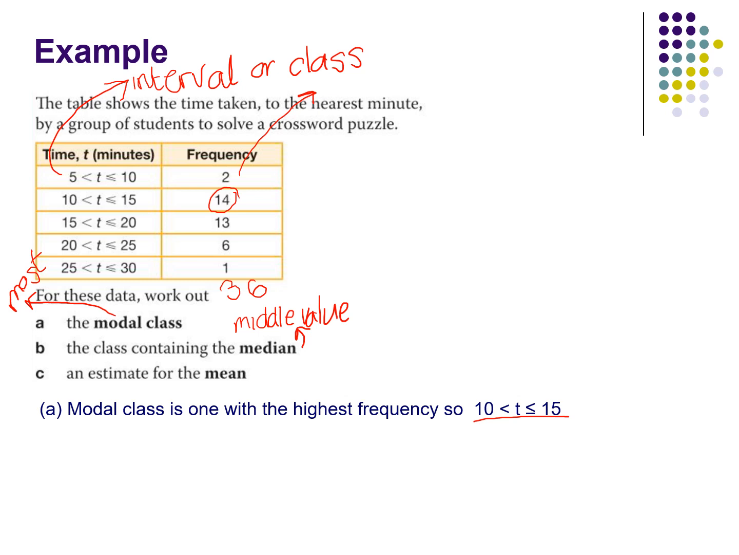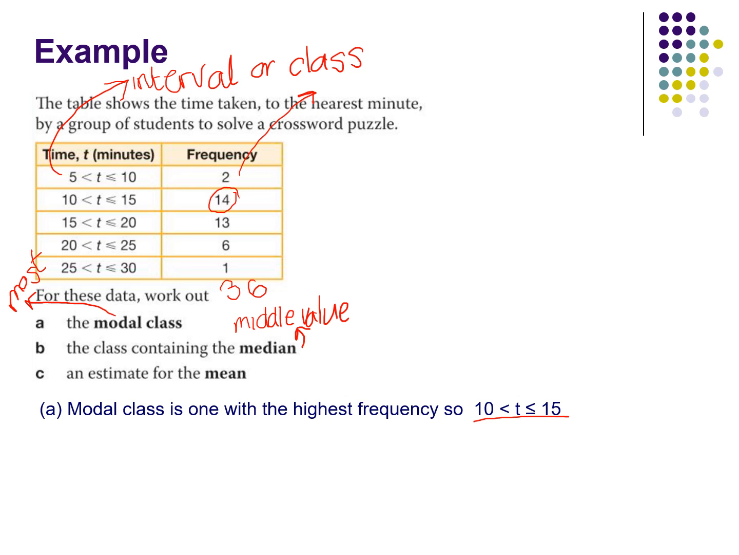Now, we've already added up how many numbers we've got in our table, and it's 36 values. So which is the middle one? Now, when you've got an even number of values, you haven't got an exact middle, but you know it is between the 18th and the 19th value. So we need to now work out in which of these intervals is the 18th and the 19th values.